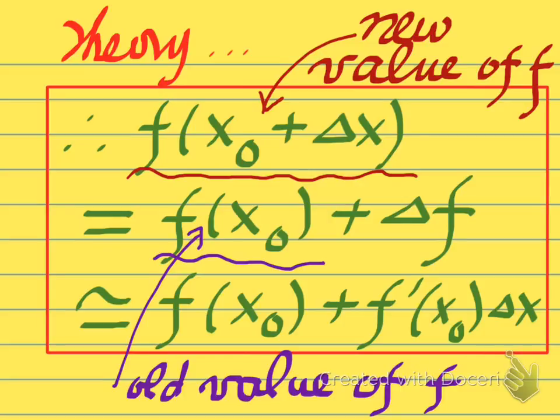So the result goes as follows: the new value of f, indicated by f at x0 plus delta x, is exactly equal to the old value of f, namely f at x0, plus the increment in f, which according to our result just now is approximately equal to the old value of f, namely f at x0, plus the product of f prime x0 and delta x. Guys, can you follow? So far so good.